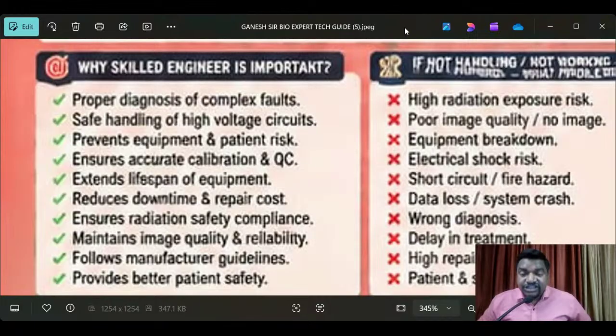Okay, why a skilled engineer? Hospital management knows all these things very well. That's why they recommend skilled engineers. They are giving the interviews, and whoever is capable, they are taking, right? That is the reason everyone should be a skilled engineer and everyone should be appointed. Everyone should get a good job in these biomedical engineering services, right?